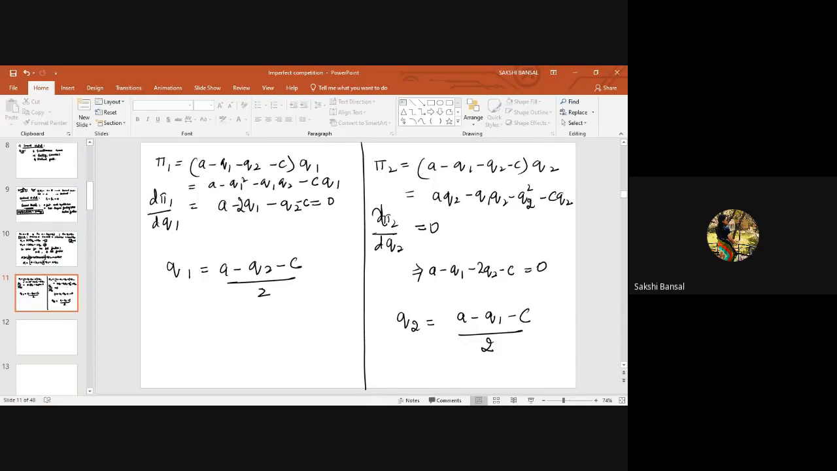Any example? It's a basic case of monopoly. It's just I am not fixing the price level, I am fixing the quantity level. Okay.